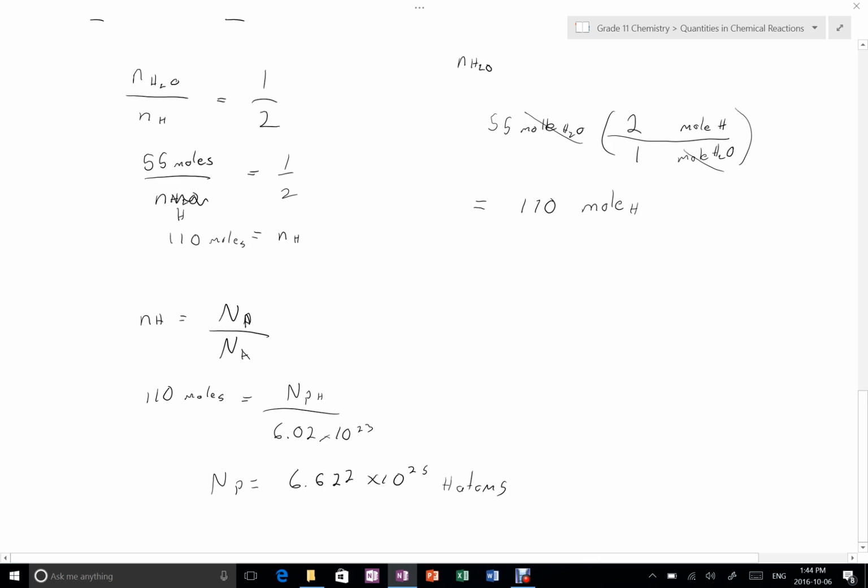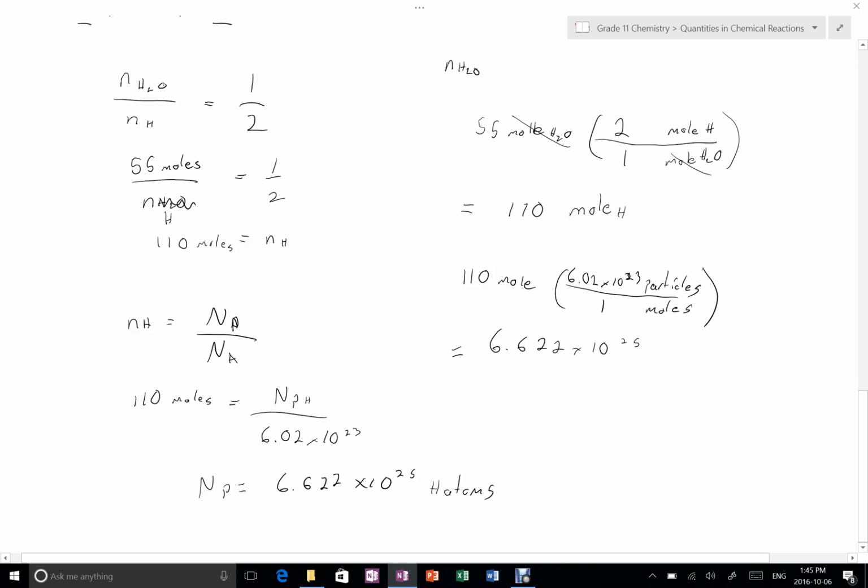Or if I want to view this as a conversion, I can recognize that I'm converting 110 moles of hydrogen into particles. I need to cancel out my moles. And in every 1 mole, there's 6.02 times 10 to the 23 particles, which means I'm going to end up with 6.622 times 10 to the 25. And that will be my number of hydrogen atoms.